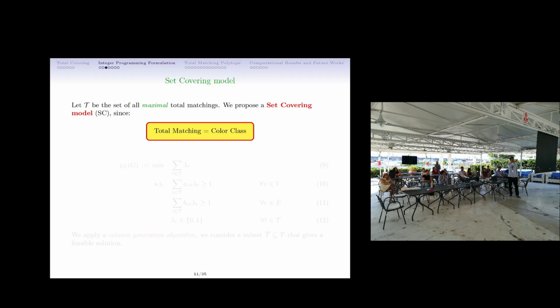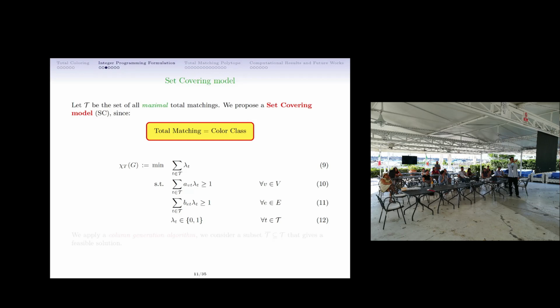A total matching is said to be maximal if it is not contained in any other proper total matching. So we propose the set covering model written in the following way. We introduce the binary variable lambda_T for each total matching T in the set of maximal total matchings capital T. We cover each vertex v and each edge e by at least one total matching.